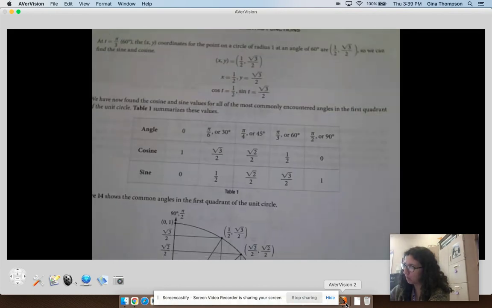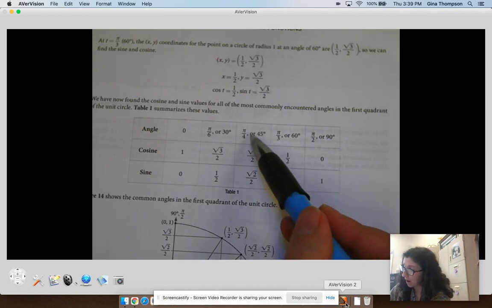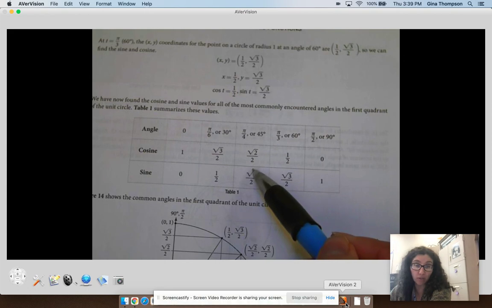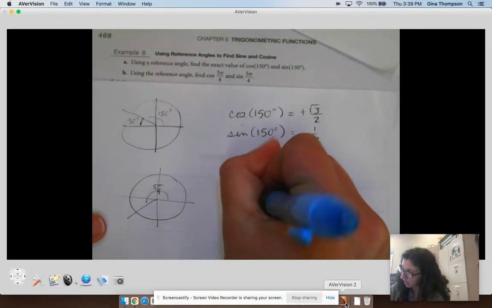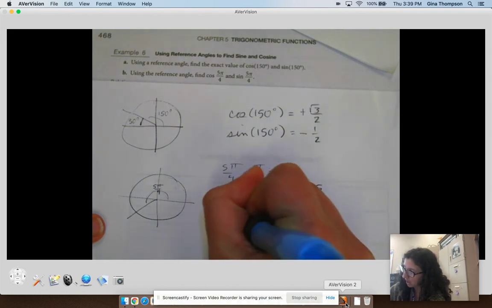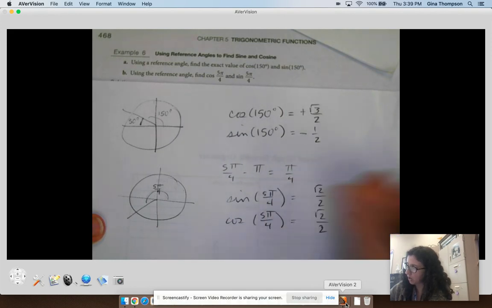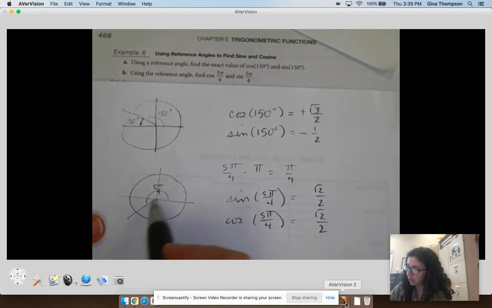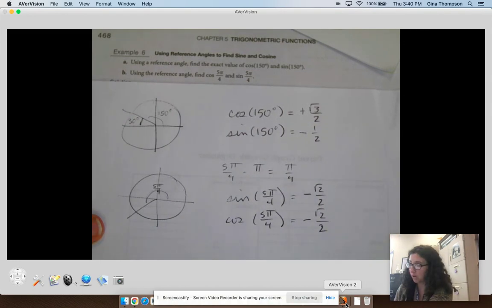So let's go back here if we don't remember. Maybe you're starting to remember already. That'd be awesome. For pi fourths, cosine and sine, remember this is a 45-degree triangle, a right isosceles, so they're both square root of 2 over 2. So sine of 5 pi fourths equals square root of 2 over 2, and cosine of 5 pi fourths equals square root of 2 over 2. And are they positive or negative? Let's see. In this quadrant, the x value is negative and the y value is negative. So they're both negative.